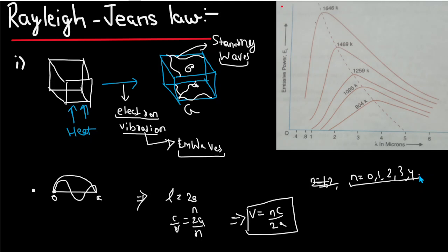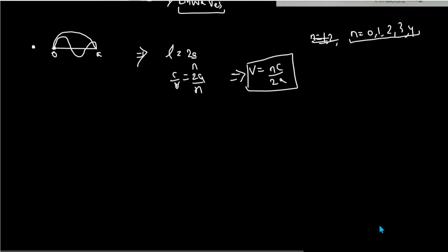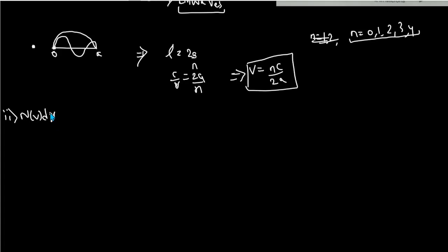So let's find out how many standing waves are forming inside a metallic cube in the frequency range. That is what exactly you have to find. It means our second step is going to be to find out NV. D means mu, generally.